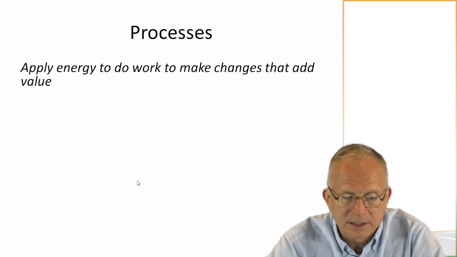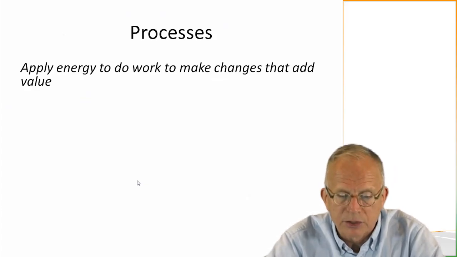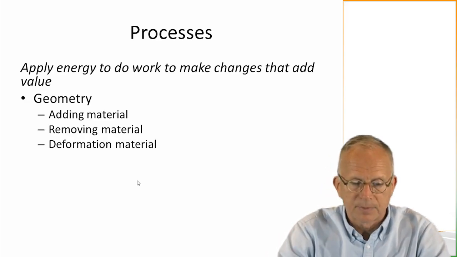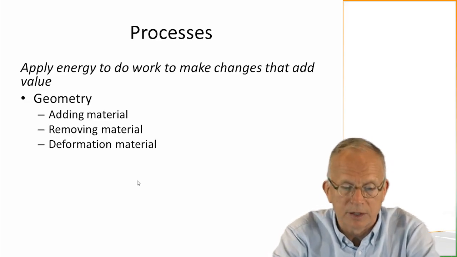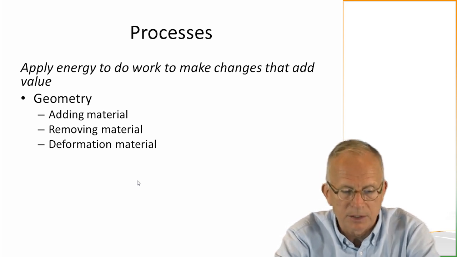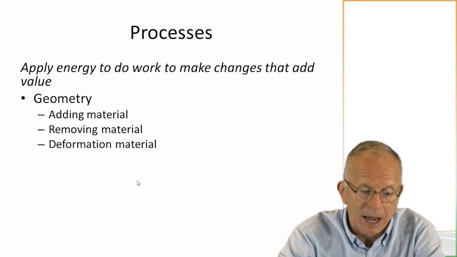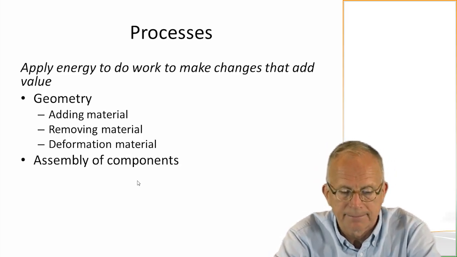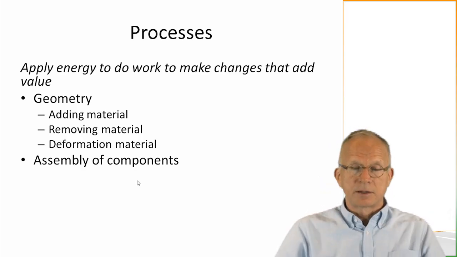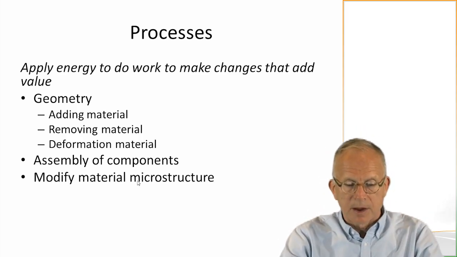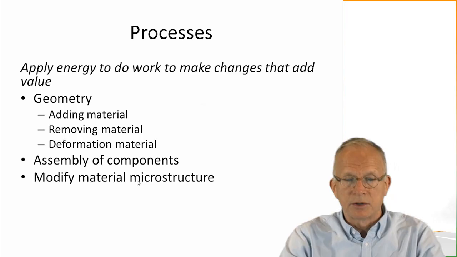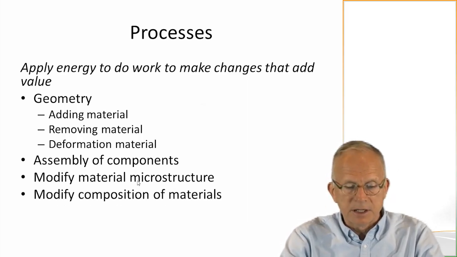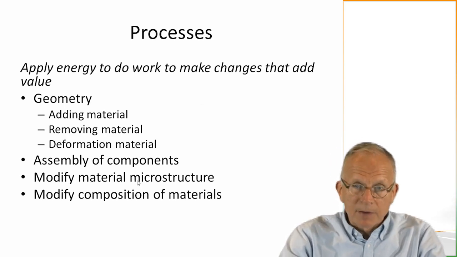All right, a process. This is where we apply energy to do work, to make changes that add value. This can be the geometry if we're looking at mechanical parts. So we might do this by adding material, removing material, or deforming material to change the geometry. Could be assembly, where we've got some different components that need to be assembled somehow. Might be modifying the microstructure using some material science to get the right kind of strength or fatigue. Might be modifying the composition.